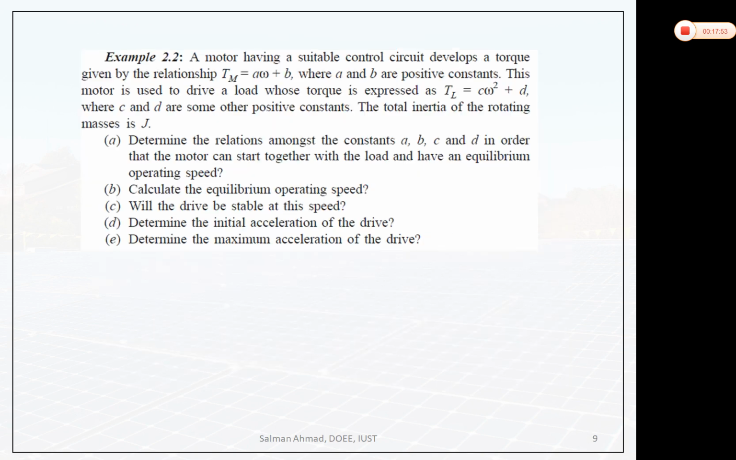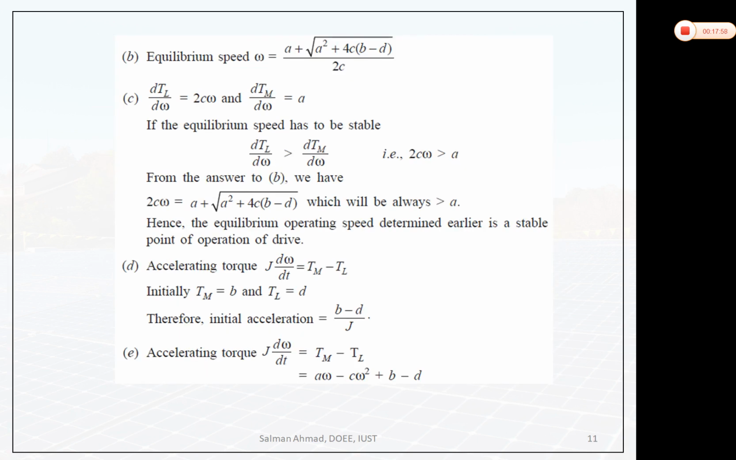Now the third question was whether the drive is stable at this speed or not. So we have to check the slopes. The load torque slope with respect to speed must be greater than the motor torque slope with respect to speed. So we differentiate load torque with respect to omega, we got 2c omega. We differentiate motor torque with respect to omega, we got a. For a stable equilibrium point, this relationship must hold true, so 2c omega must be greater than a.